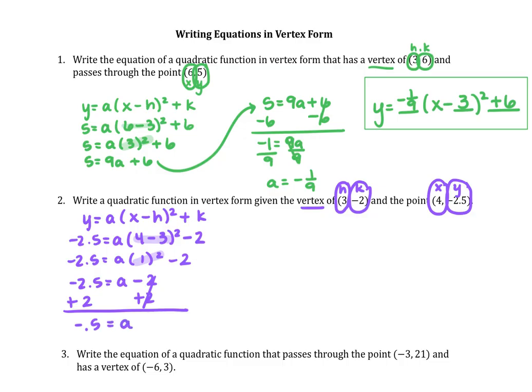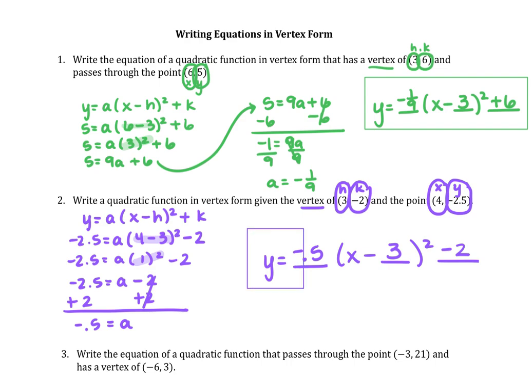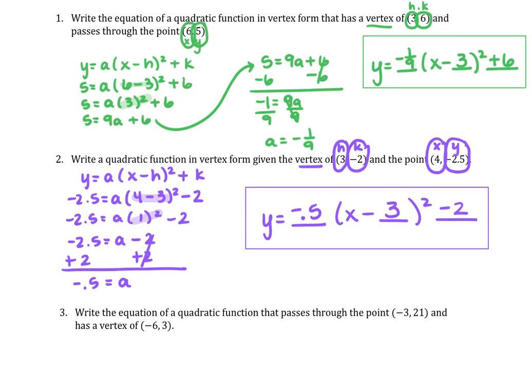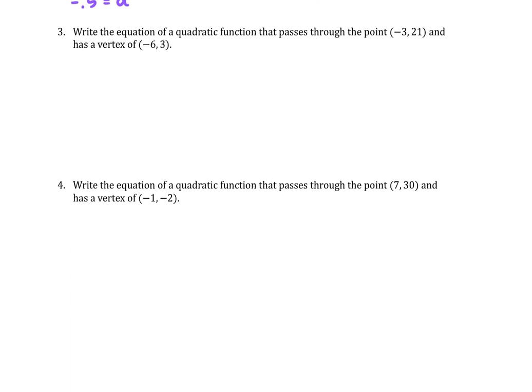I'm not done. It wanted me to write a quadratic function in vertex form. So remember what I'm going to do. I'm going to create this equation with these 3 blanks, and I'm going to fill them in. A goes in the first blank, which is negative 0.5. H goes in the next blank, which is 3. And K goes in the last blank, which is negative 2. And I am all finished. We have 2 more like that, and we're done.